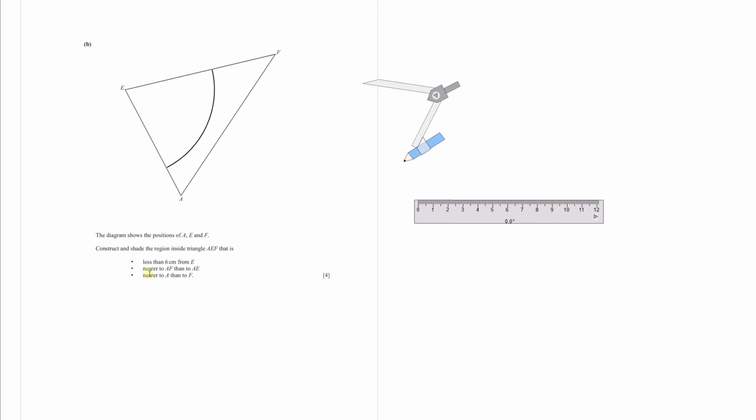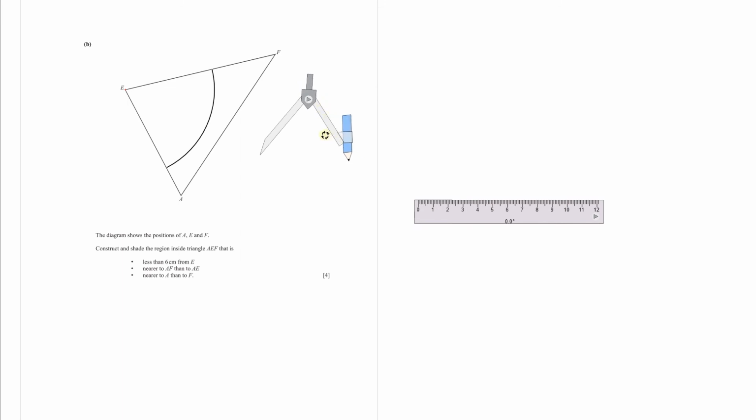The next condition is nearer to AF than to AE. So this is your line AF, this is your line AE. So nearer to AF means if I draw an angle bisector of this angle A, the points on that angle bisector will be equidistant from AE and AF. So all the points that are on the right side of that angle bisector will be closer to AF. So let me draw the locus and explain, and that way you guys will have a better idea.